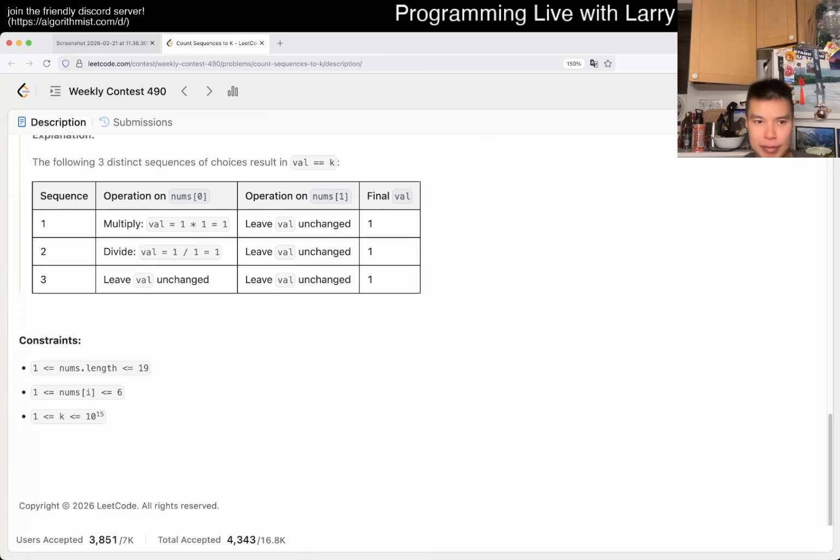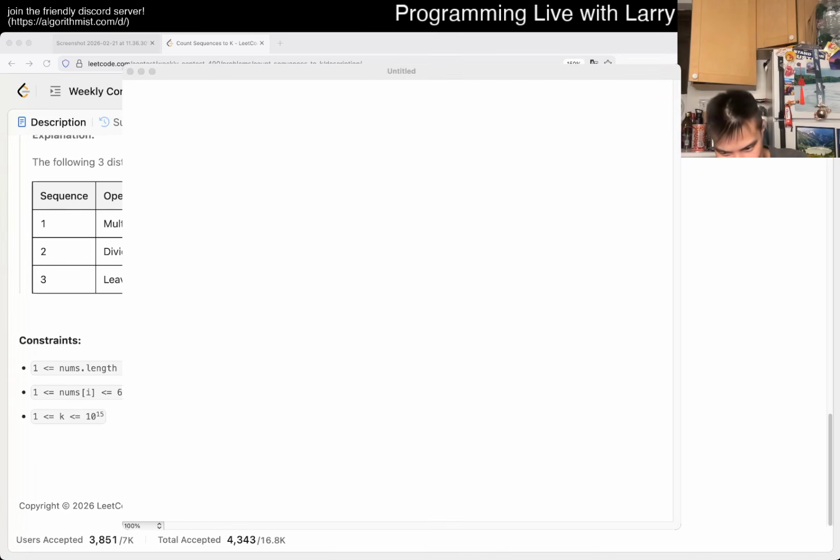Let me give you an example. Let me draw it out because I feel like I talk a lot sometimes and I don't give an example, or at least I don't draw an example, which people are always annoyed about.